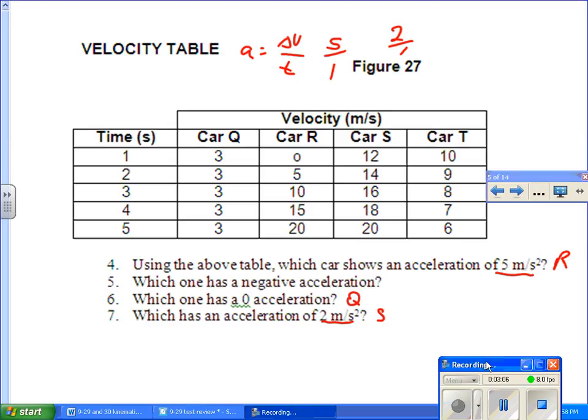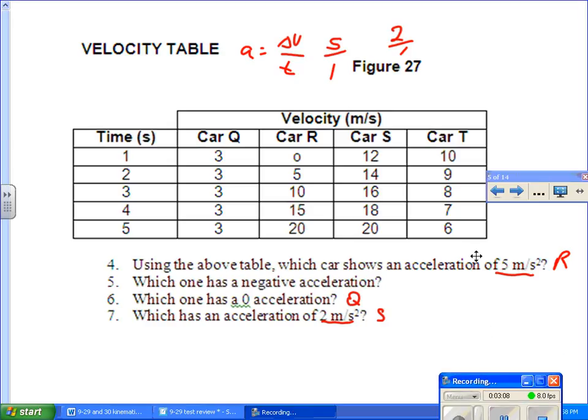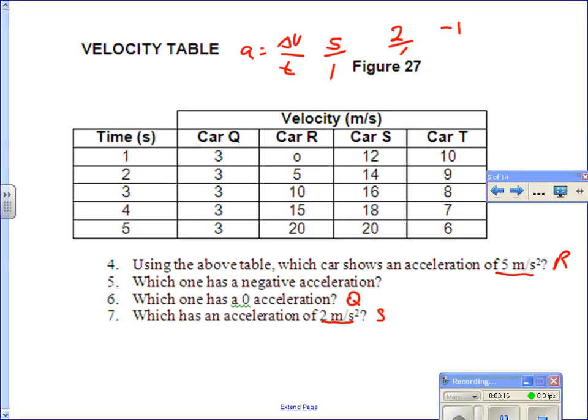All right, where were we? Okay, so then our last car, car T is going from 10 to 9 to 8 to 7 to 6. That means it's changing by a -1 per second, so it has a negative acceleration. So that's how you read the chart.